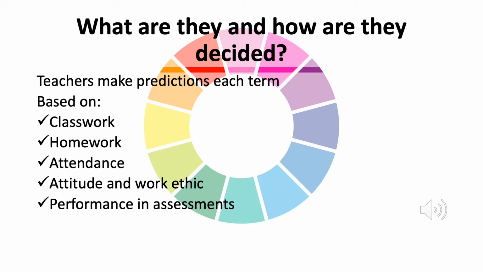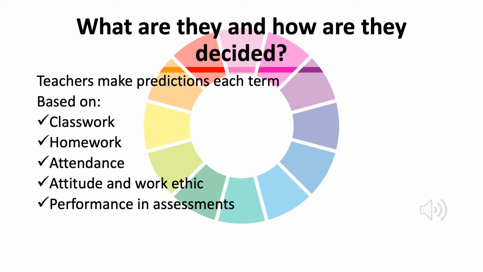Well, colour groups are essentially intervention groups. They identify the strengths and weaknesses your child has in all of the subjects they study. They're decided when teachers make predictions each half term about how they think your child is going to do in their GCSEs. They make these predictions based on classwork, homework, attendance, attitude and work ethic, and performance in assessments.